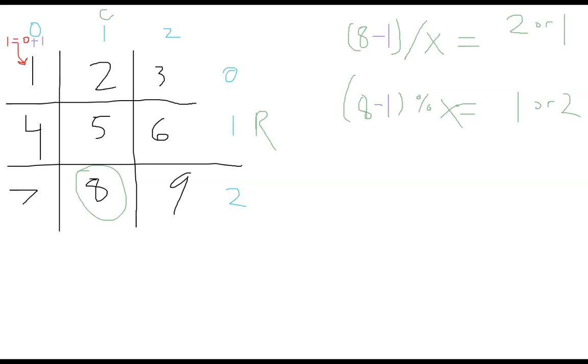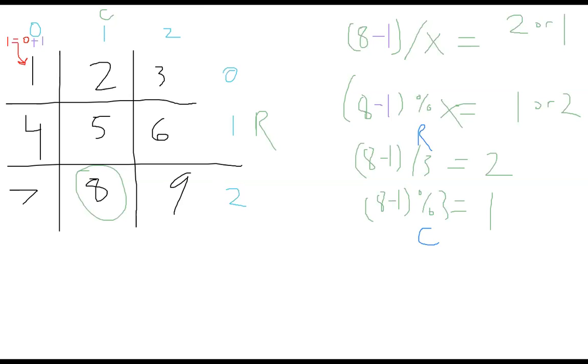Okay, so yeah, if we go 8 minus 1 divided by 3, what does that give us? 7 divided by 3 gives us 2, and then if we go 8 minus 1 modulo 3, that gives us 1. So we know that this, a minus 1 modulo 3, gives us the column, and then the division gives us the row. And in any square matrix, regardless of the size, we can use this rule.